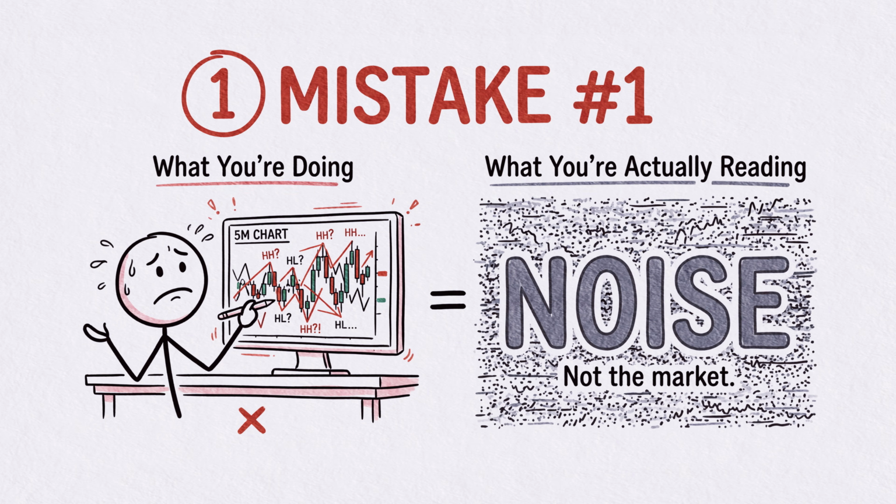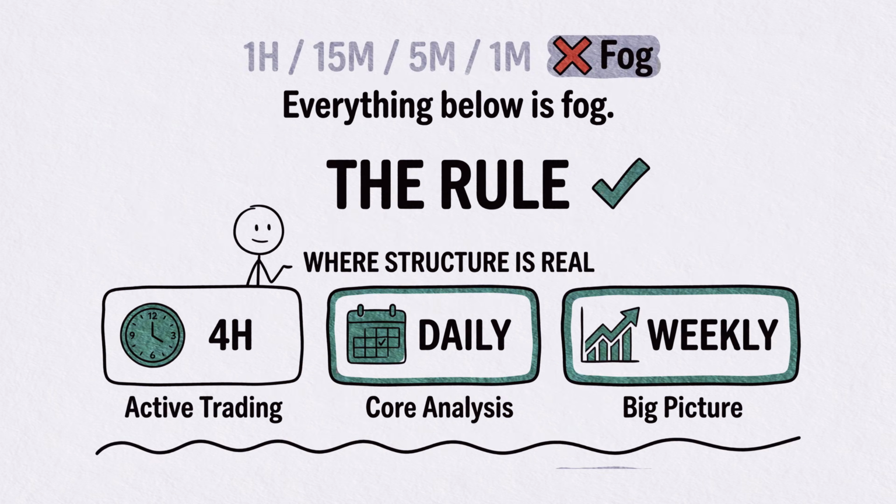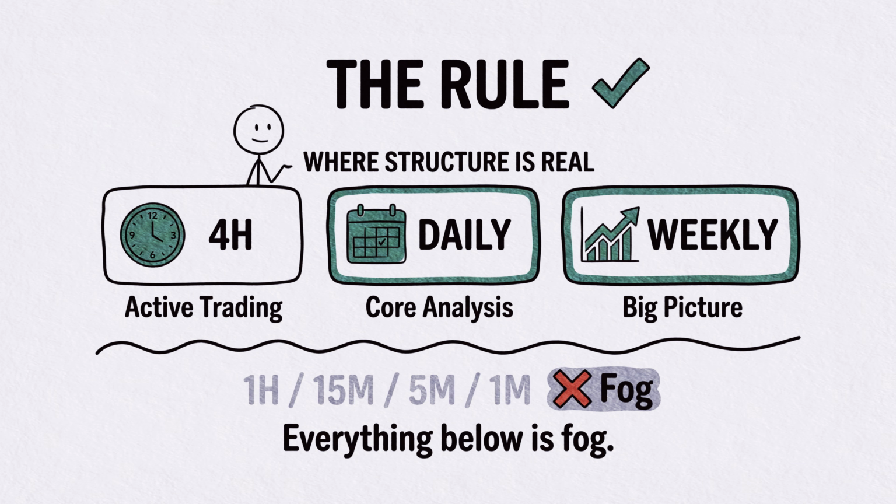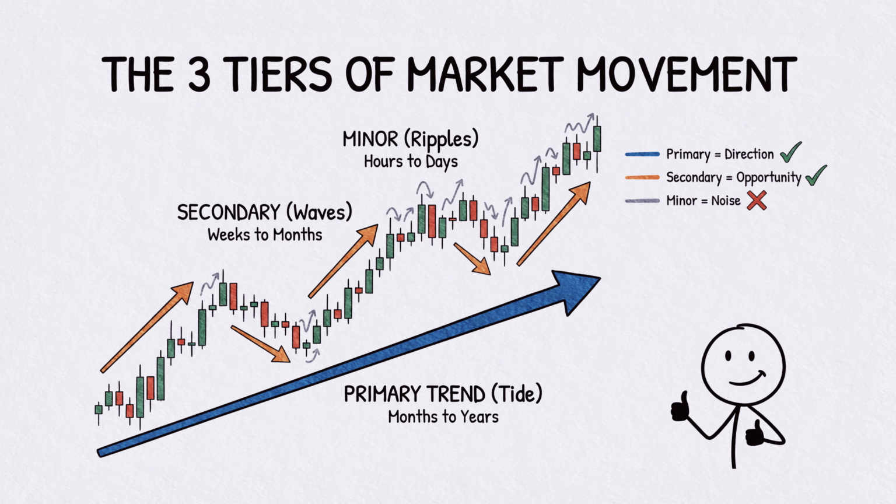And here is mistake number 1. If you're applying Dow theory on a 5-minute chart, you're not reading the market. You're reading noise. Dow himself warned against this. The minor trend is unpredictable. It's designed to confuse you. The rule is simple. Anchor your Dow analysis to the 4-hour, daily, and weekly charts. That's where structure is real. Everything below is fog.